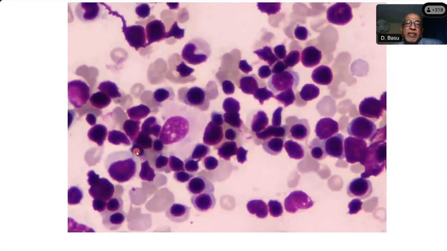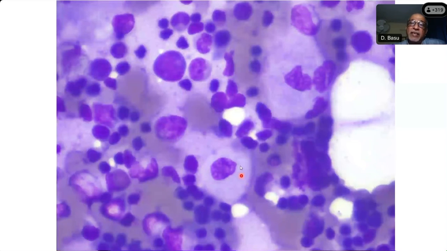This is a phenomenon I have highlighted, where erythroid cells are seen surrounding a macrophage. What is this process called? Any idea? It is the phenomenon by which iron gets transferred from the macrophages to the erythroid cells. This is known as rhopheocytosis.